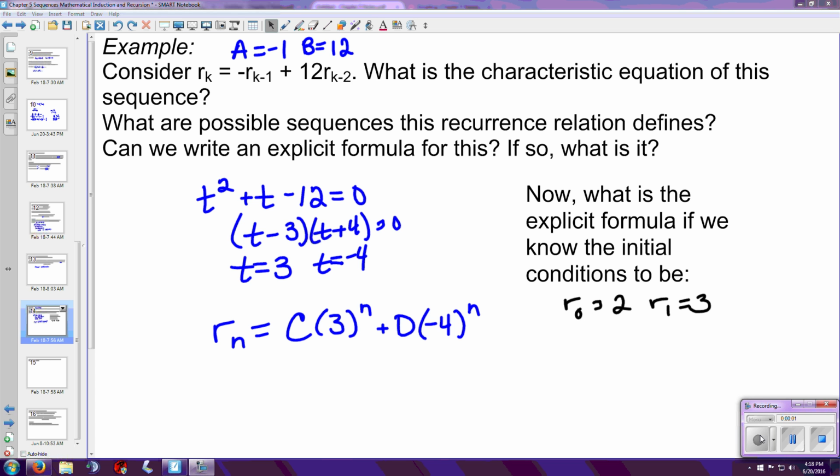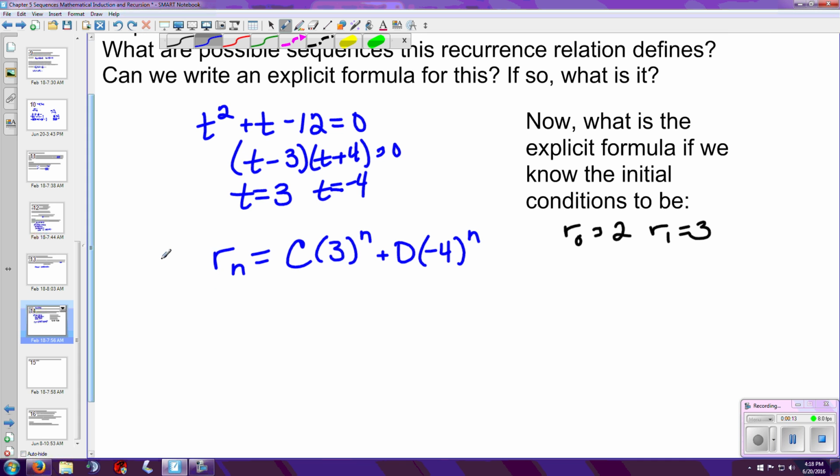Now, let's continue the example by making the assumption. So let's say that instead of stopping there, they told us that the initial conditions were r0 equals 2 and r1 equals 3. Well then, all we have to do is plug in to find out the remaining values.